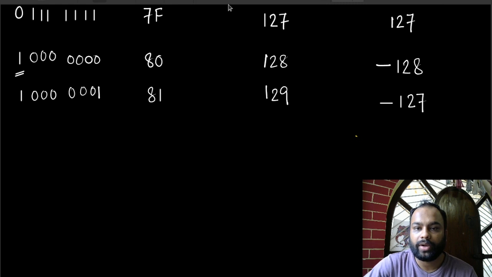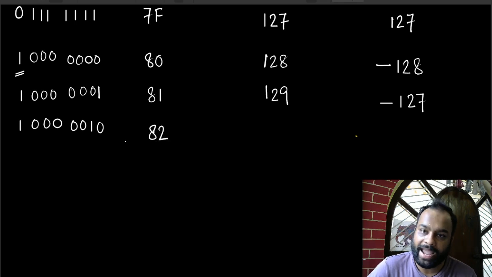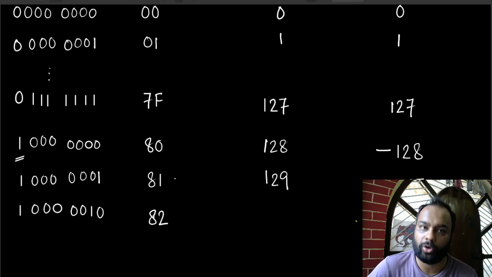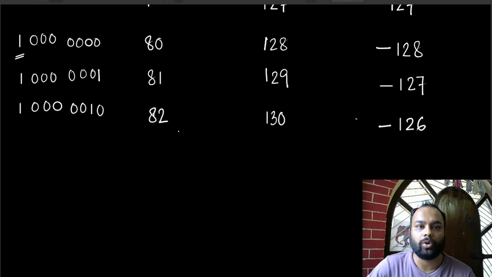Okay, so again 10000010, right? That's going to be 82 in hexadecimal. Of course, again in hexadecimal there is no question of putting a negative sign or positive sign, right? We cannot do that. Now this is going to be 130 as far as our decimal unsigned representation is concerned, and this is going to be minus 126 and so on.